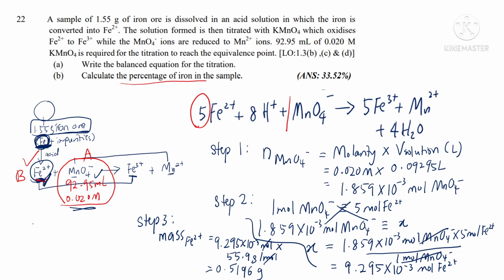And basically the mass of Fe2+ ion is equal to the mass of the iron inside the iron ore. So to calculate the percentage of iron in the sample, or the percentage of purity of iron inside the sample, we can use the mass of the iron in the sample divided by the mass of the iron ore, multiplied by 100 to give us the percentage of iron in the sample as 33.52%.